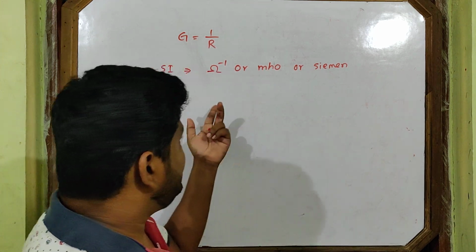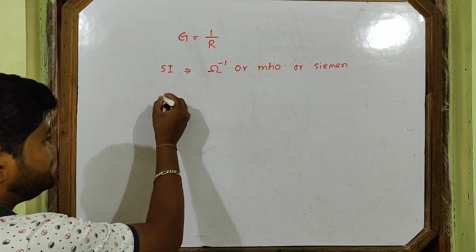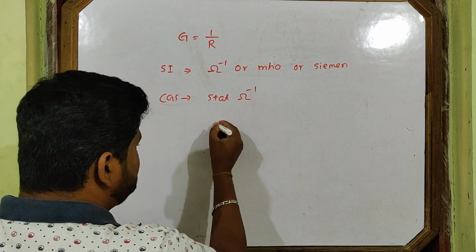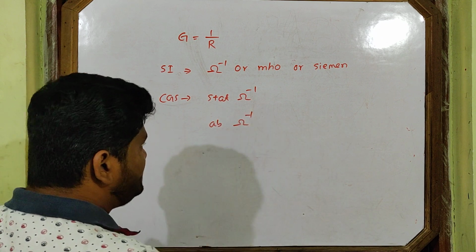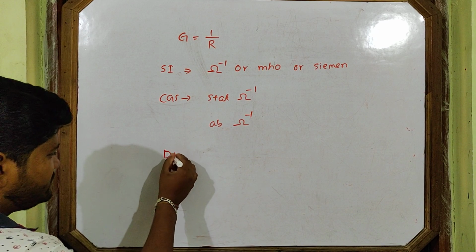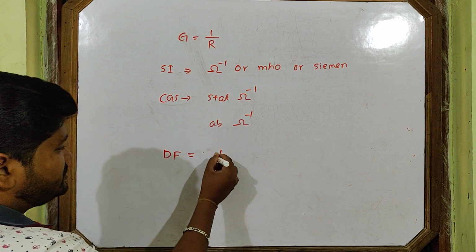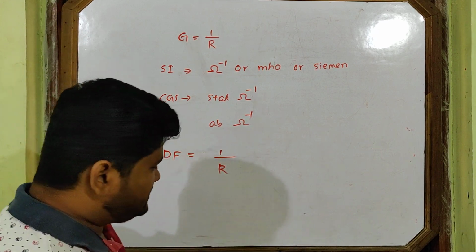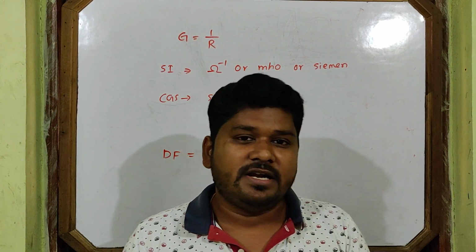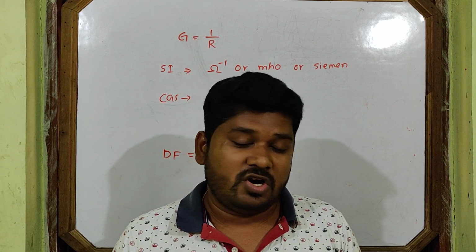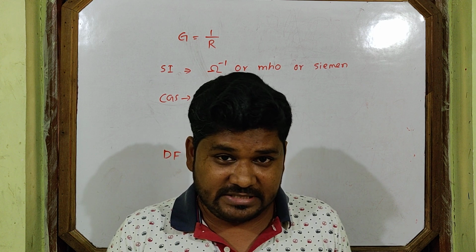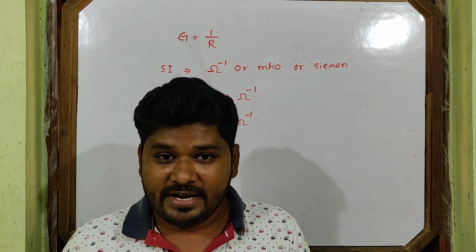And what about the CGS unit? Same thing. You can write the CGS unit as ohm inverse. And for the dimensional formula, nothing to say. Whatever dimension you had in the resistance, you just reverse it. Take the reciprocal, and you will get the dimensional formula of conductance. Today's second term is over now. After resistivity, we completed conductance.